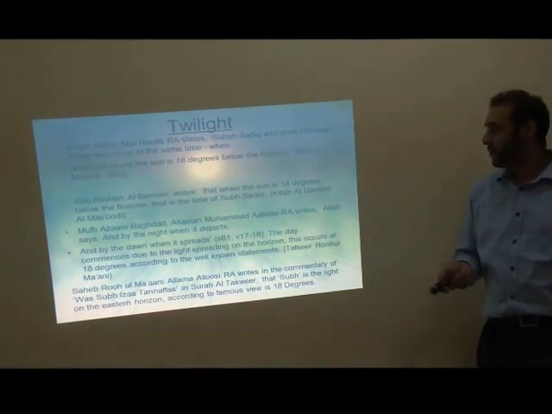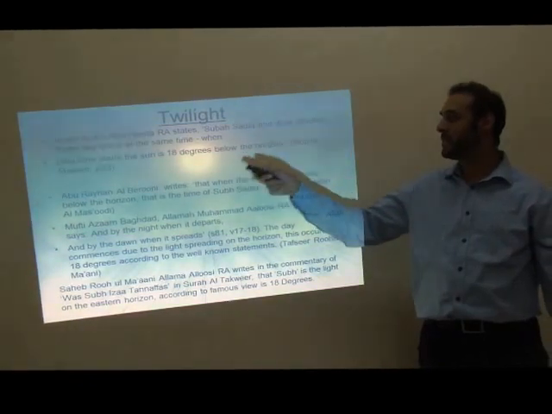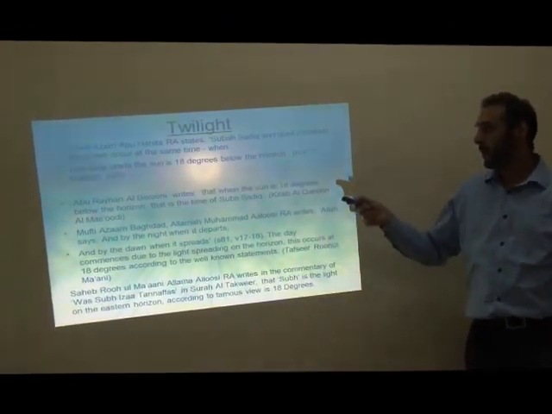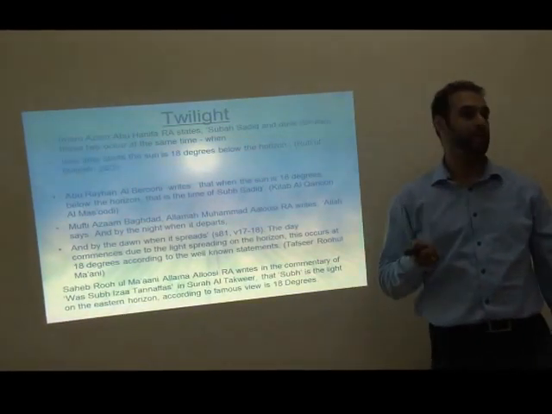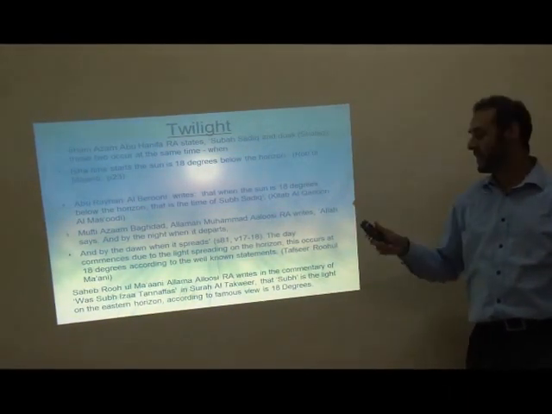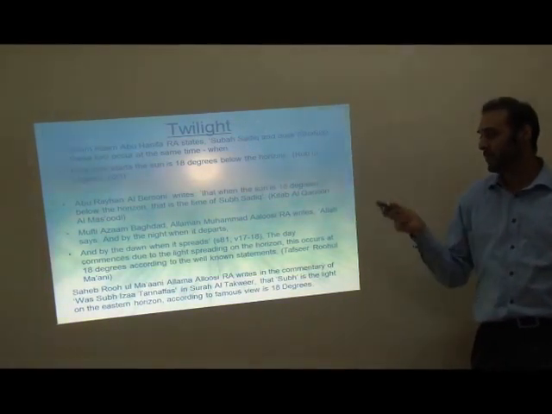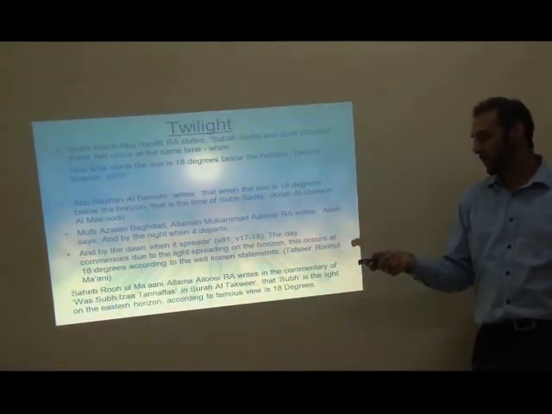So Imam Abu Hanifa rahmatullahi, Subh Sadiq and Dusk Shafaq, these two occur at the same time when the sun is 18 degrees below the horizon. Abu Rayyan al-Biruni, a very famous Islamic astronomer and polymath, writes again when the sun is 18 degrees below the horizon. Mufti Azam Baghdad, Allama Muhammad al-Usi, again 18 degrees.